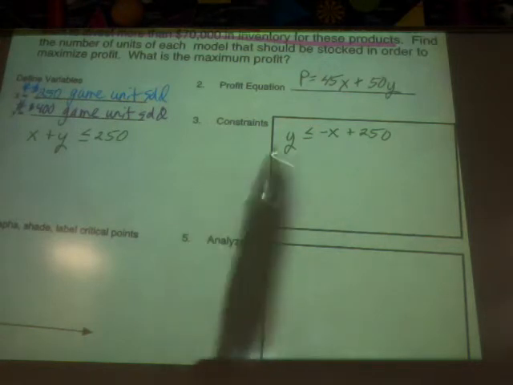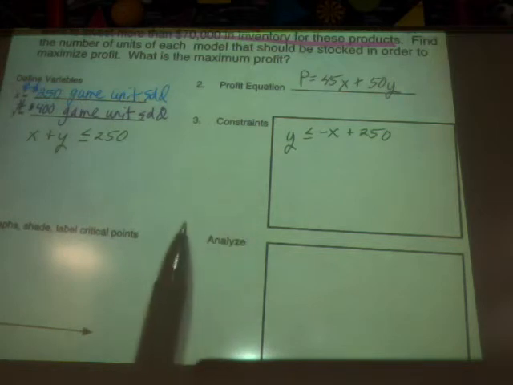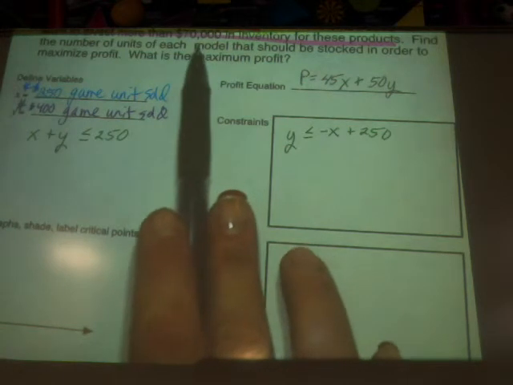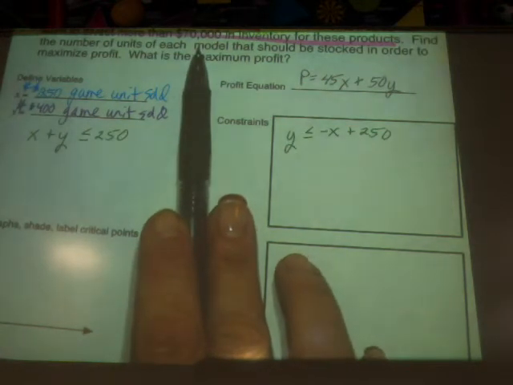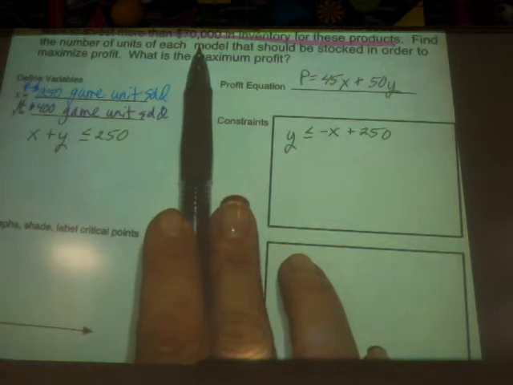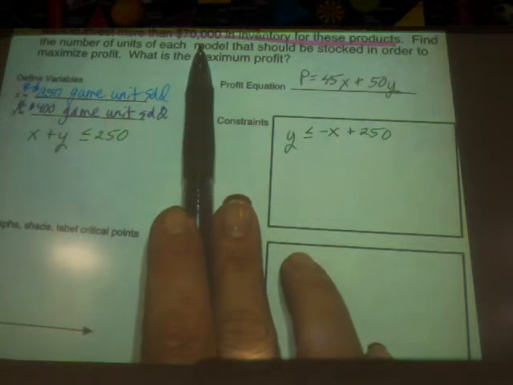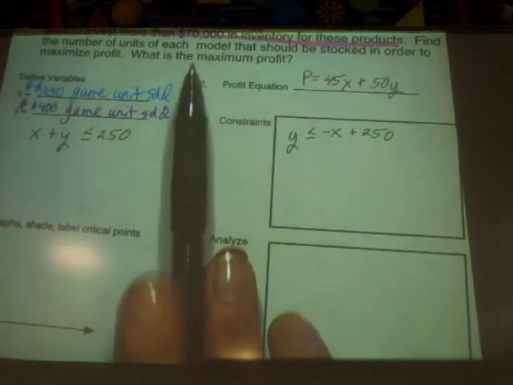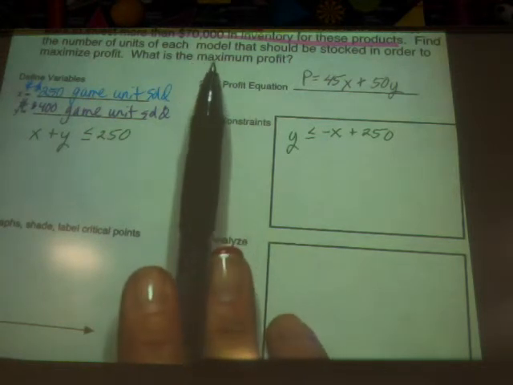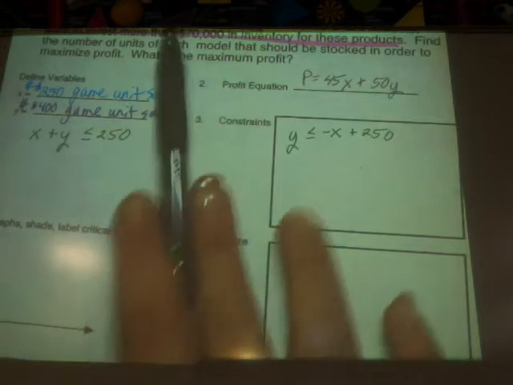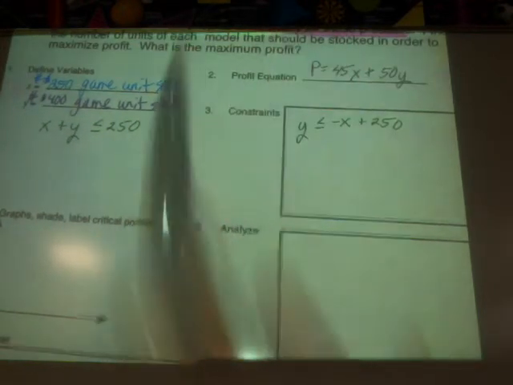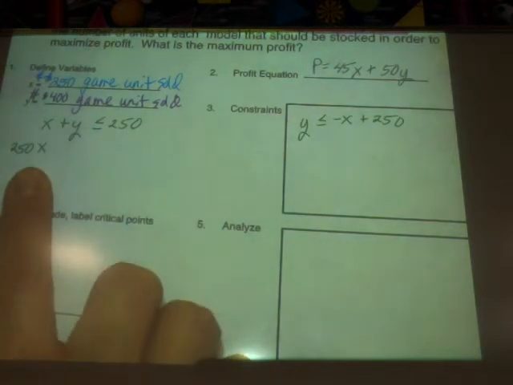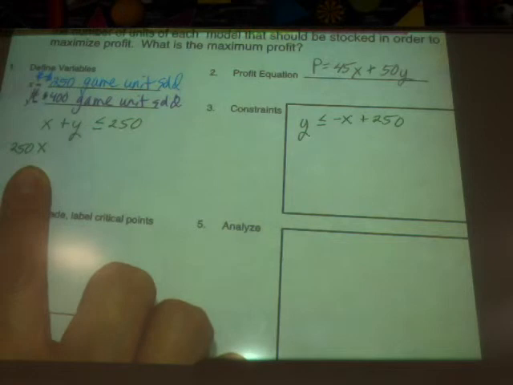Then we have the second constraint. The merchant does not want to invest more than $70,000 in inventory for these products. This is a cost to him, isn't it? Not a profit, it's the cost. So what does it cost him to get the $250 unit? That's a trick question. It costs him $250 to buy the unit, right? He's going to actually sell that unit for $250 plus 45. But it costs him $250, doesn't it? $250 for every one of those units that he buys, right?